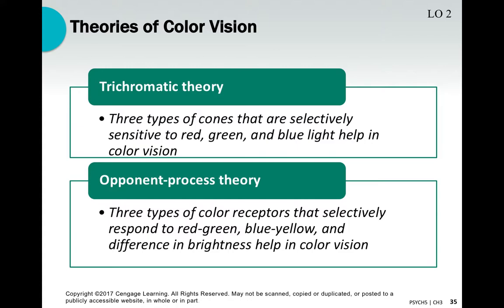You have one theory, the trichromatic theory, sometimes just called three-color theory. Trichromat meaning three. According to this theory, we have three different types of cones. Remember from the last video, we have cones that are responsible for color vision. These three types of cones are sensitive to particular colors like red, green, and blue. Through the combination of those cones is how we develop all of the rest of the color spectrum. Red, green, and blue are the pillars of our color vision.